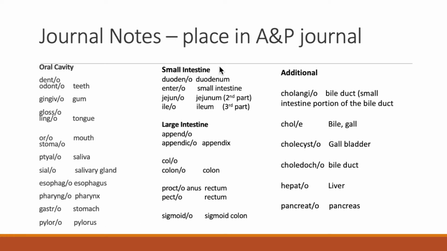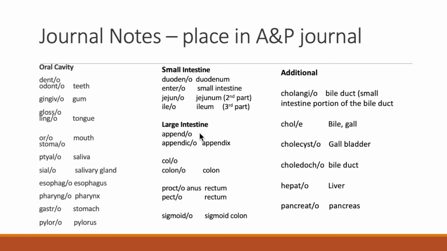Then we move into the small intestine. Duodeno for duodenum. Entero, small intestine. Jejuno for jejunum. This is the second part of the small intestine. And ileo for ileum is the third part of the small intestine. The small intestine wraps and coils all the way around until it gets down to the large intestine, but the second part we label as the jejunum, and then towards the end, closer to the colon, is the ileum.